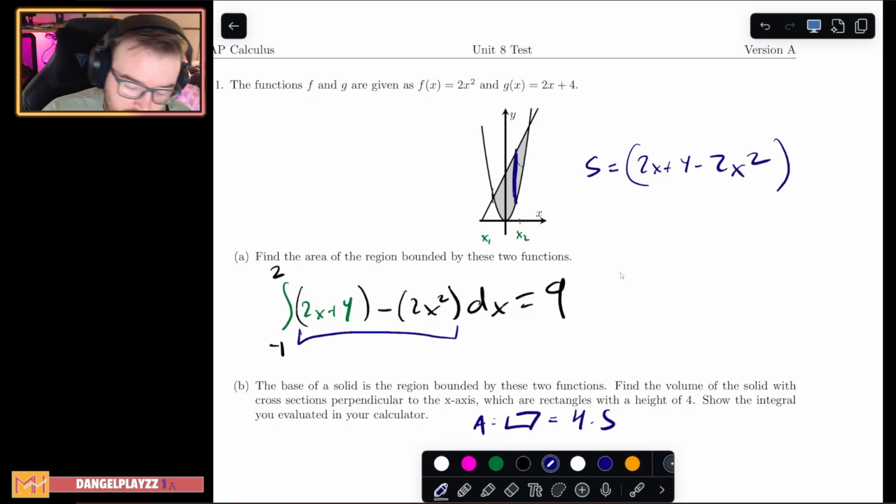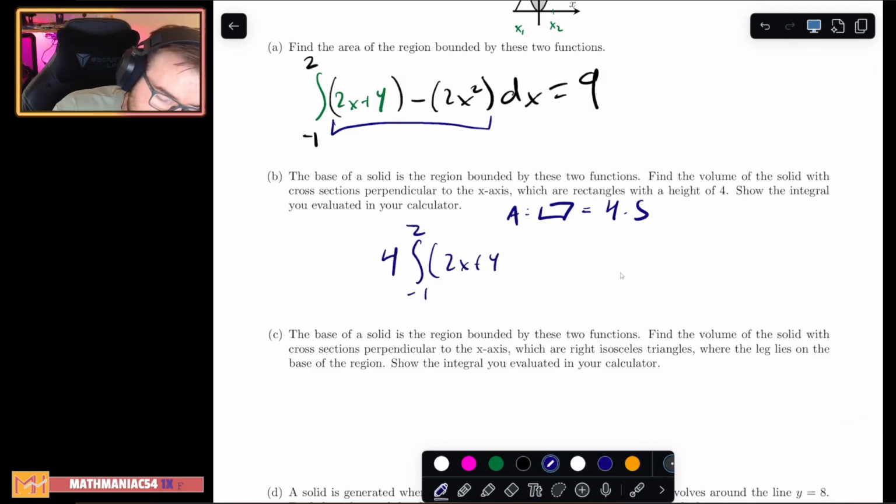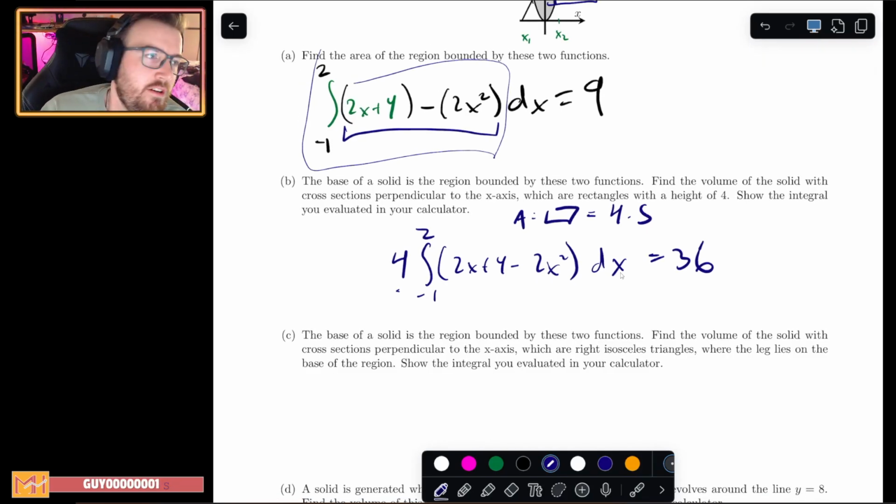So that's one side of the figure, right? And suddenly a rectangle is sprouting out of this figure, and it's 4 units tall. So the integral is simply 4 times this. Well, that's literally the same integral times 4 out in front. I'm not even going to plug that into a calculator. It's simply 36.